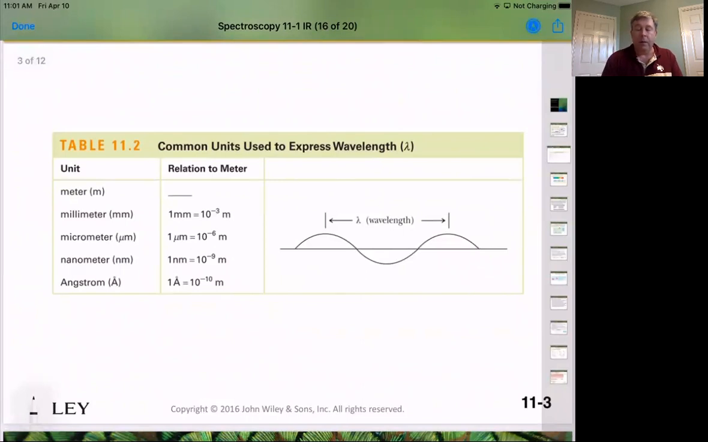If we look at that again, we can see some common units for wavelength. We can do millimeters, micrometers, nanometers, or angstroms. We'll be using one called reciprocal centimeters.